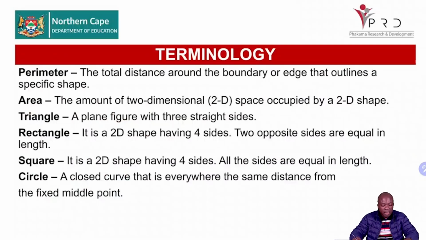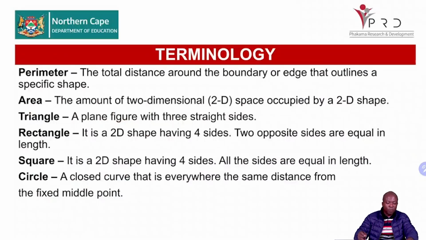When we talk of a rectangle, we are talking of a 2D shape that has 4 sides. And how do we know it's a rectangle? 2 of the opposite sides are equal, and the other 2 are also equal in length. When we talk of a square, then definitely it means that all the sides are equal. All right.